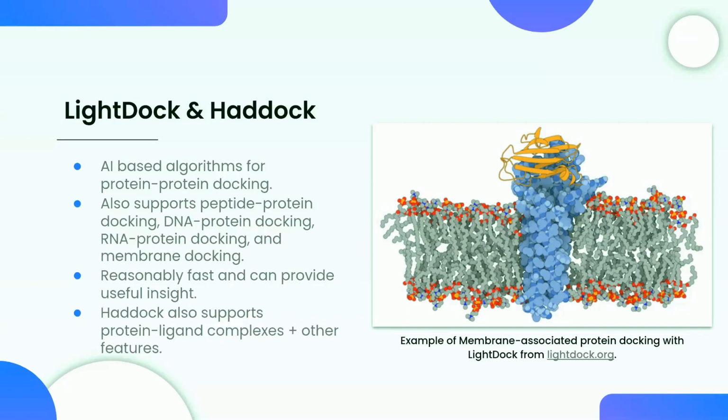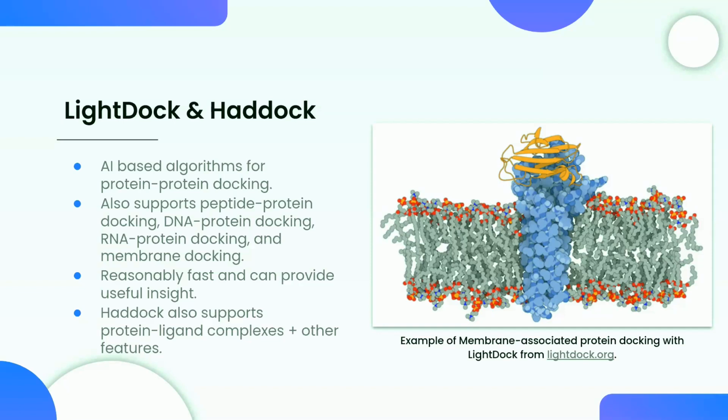learning or anything like that. All the other models we've discussed up until now have basically been deep learning models or some kind of variant of a deep learning model. But LightDock and Haddock are pure AI-based algorithms, and they're mostly designed for protein-protein docking. But they also do protein-peptide docking. They do DNA protein docking, RNA docking, and even support membrane-based protein docking.